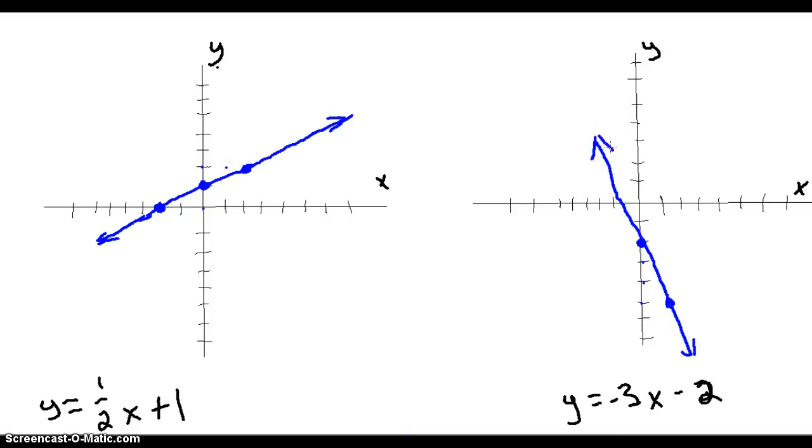And again, if you wanted to go the other way to get your second point, you could have gone up 3, but then you'd have to go left 1, and you would hit this point right here, which, if you notice, is also on our line. So that's how you can take advantage of the slope-intercept form to graph straight lines. Remember, all you need is 2 points.